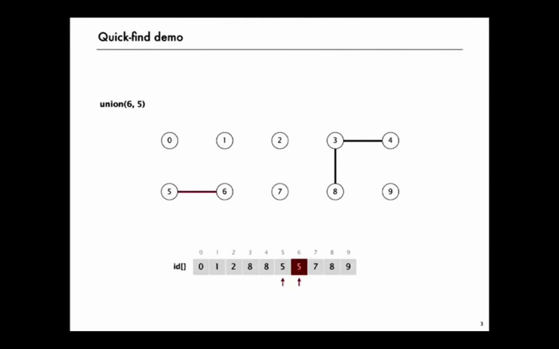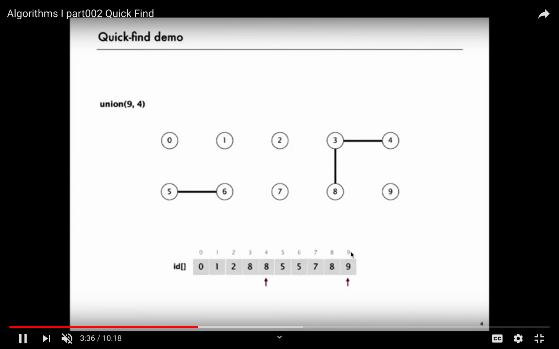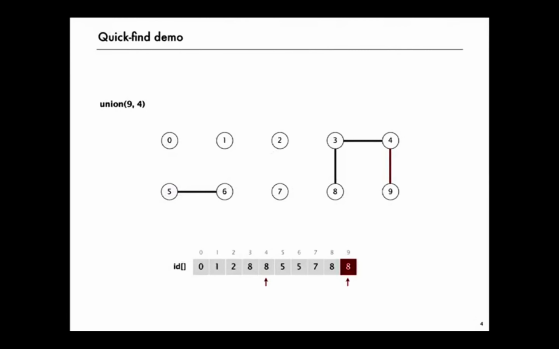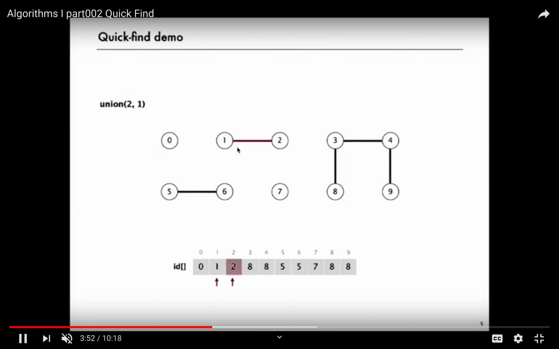Just like that, it's the same process that you have to follow. Union 9, 4, this is updated with 8. So carefully follow this process again and again. We have to do the same process till the end. Union 2, 1, again the same process.